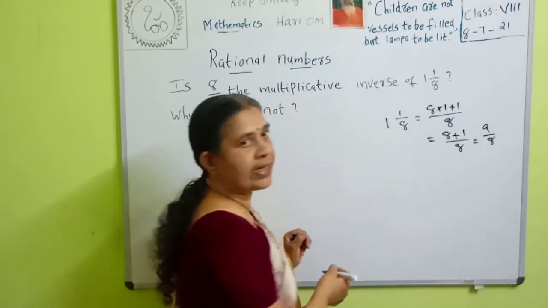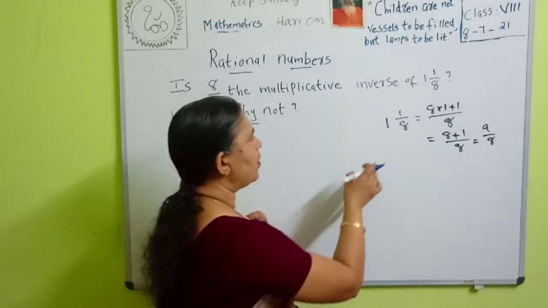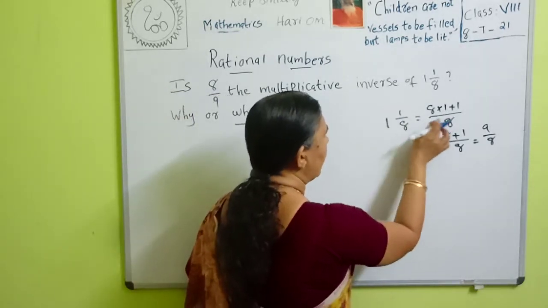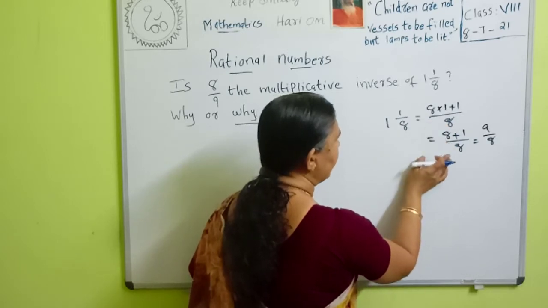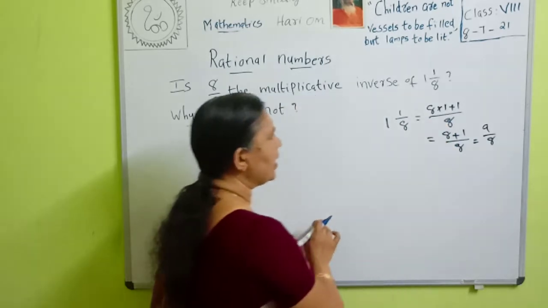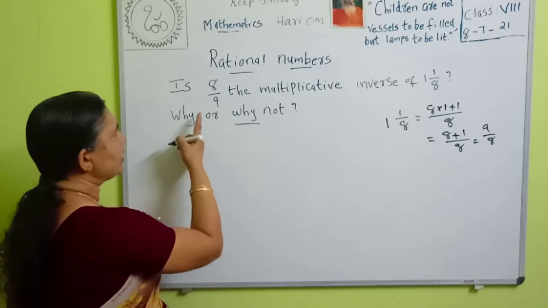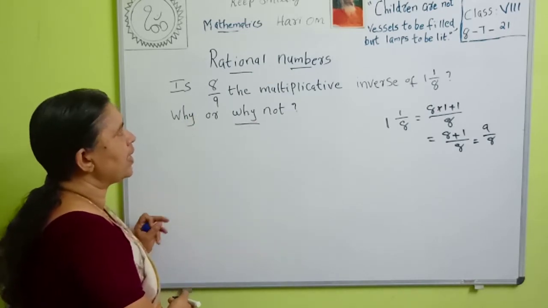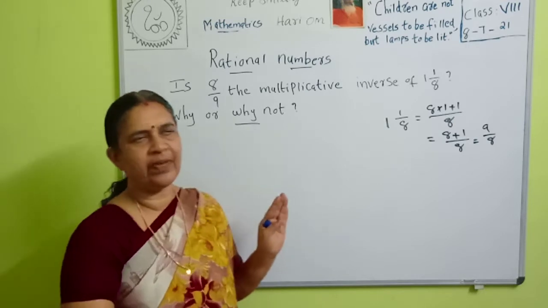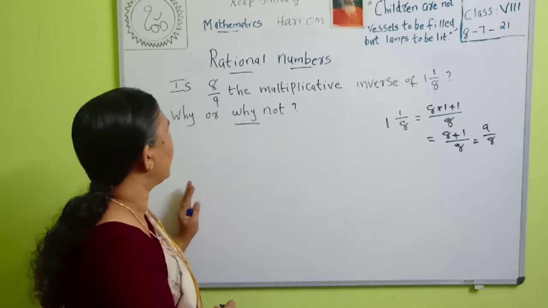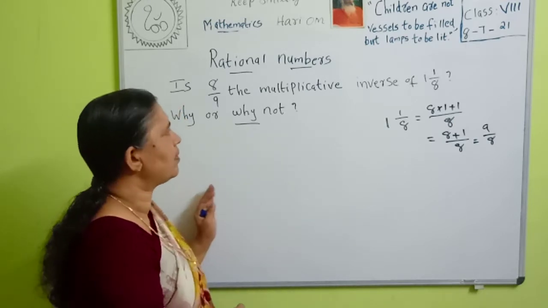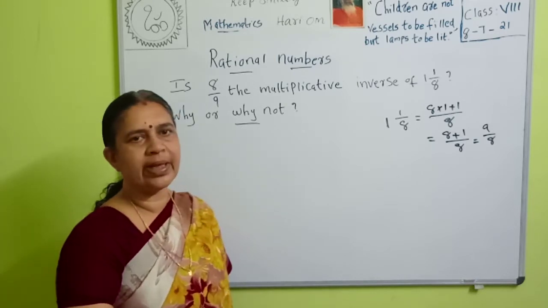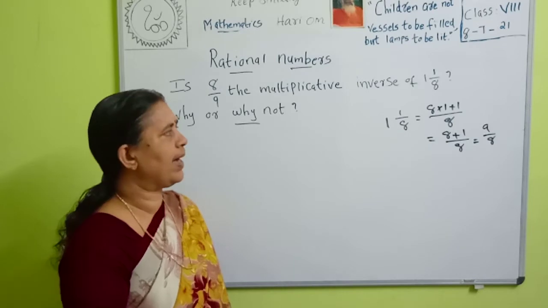So first we change this 1 and 1 by 8 into an improper fraction. That is 8 into 1 plus 1, that is the numerator, by 8. That is 8 plus 1 by 8, equal to 9 by 8. Then, is 8 by 9 the multiplicative inverse of 1 and 1 by 8? What is the condition? If the product is equal to 1, then it is the multiplicative inverse.